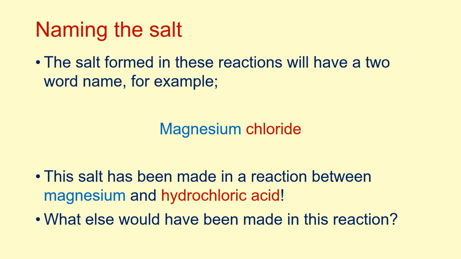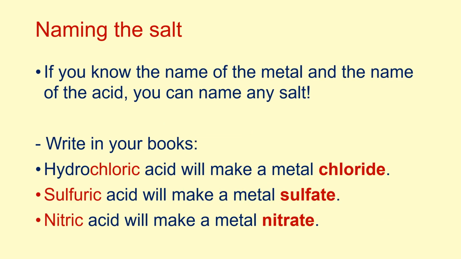The first part is the name of the metal. The second part depends on the type of acid you use. So, as in the previous example of magnesium chloride, let's have a look, if you want to write them in your book or on your paper. If I have hydrochloric acid, I make metal chloride, ending in IDE. Sulfuric acid makes metal sulfate. Nitric acid makes metal nitrate. So, on the next slide, let's see some examples you can put into practice.